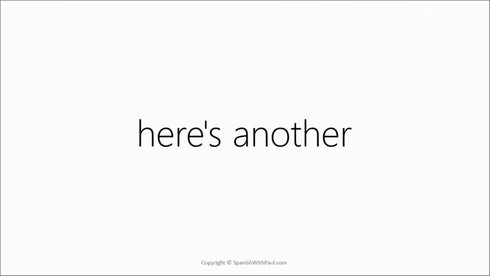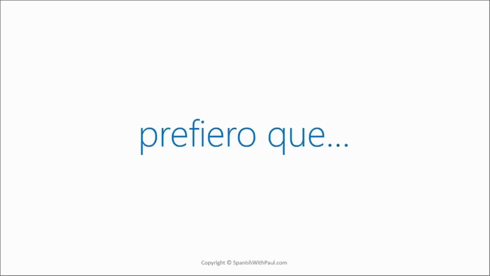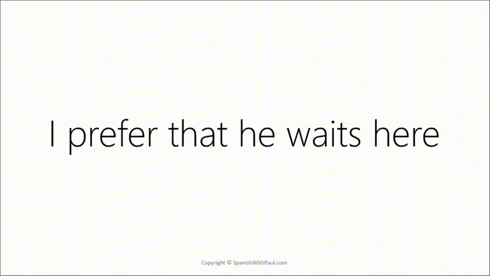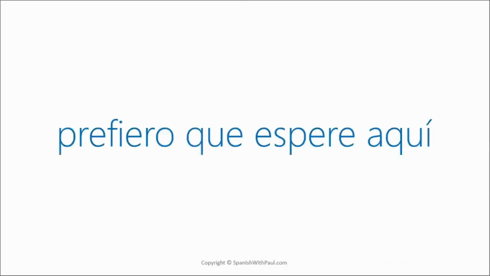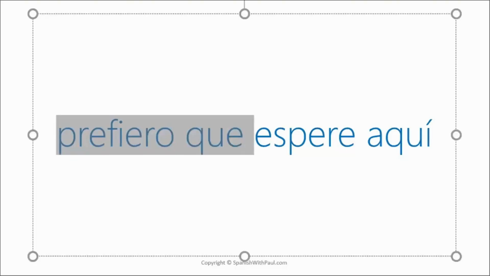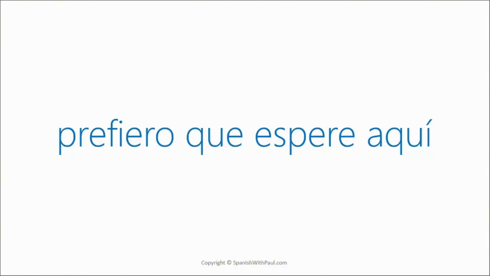Here's another trigger for you. I prefer that. This would be prefiero que. Look at this example. I prefer that he waits here. How would you say that in Spanish, knowing that I prefer that is a trigger? It would be prefiero que espere aquí. Here is our trigger in the subjunctive, prefiero que.